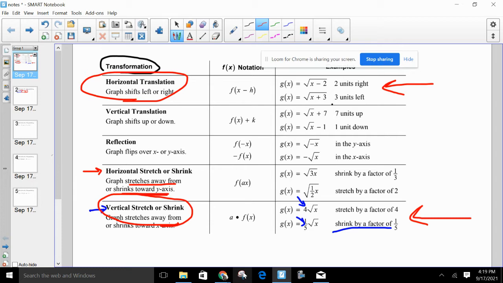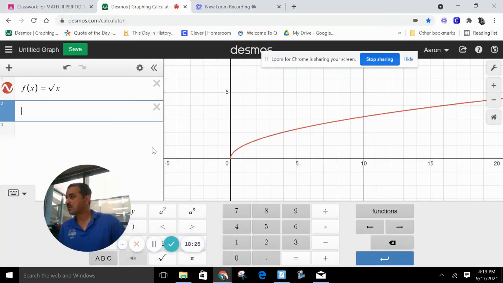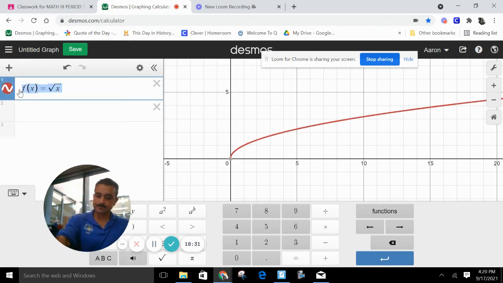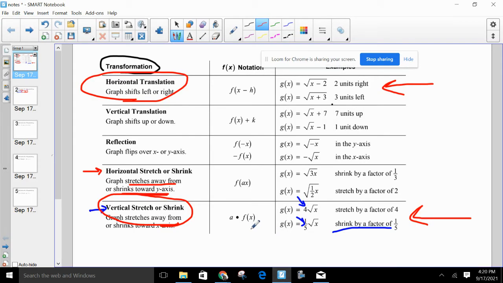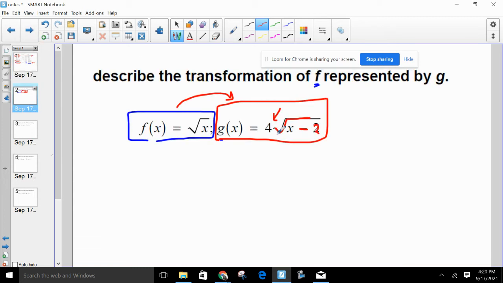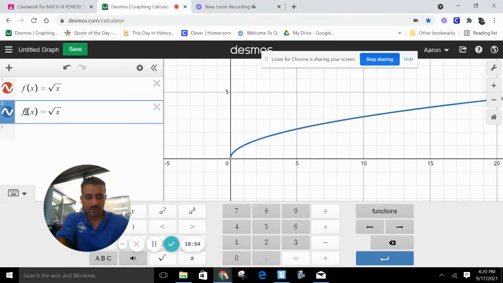Okay, so let me graph them. Let me graph the parent. The parent's already graphed in red, so let me graph now the child. We copy and paste. For this assignment, you're definitely going to want to use a graphing calculator because it makes life easy. So 4 times the square root of x minus 2. I'm graphing the g of x now. G of x, 4 times the square root of x minus 2. Remember, the minus 2 has to be inside that square root symbol.